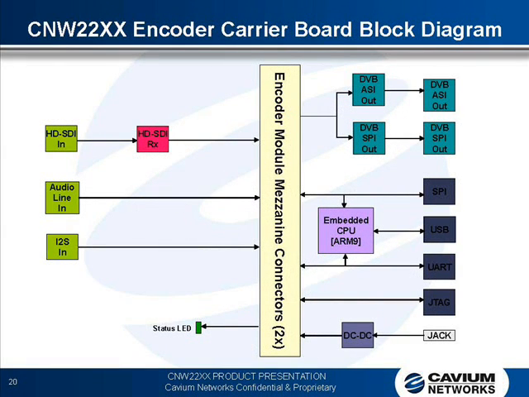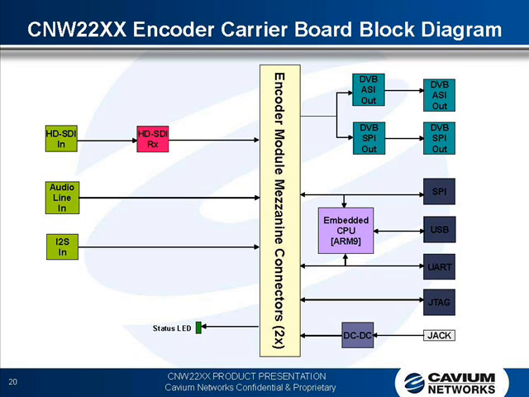Encoder carrier board block diagram. HDSDI video source comes in. Convert that to a 20-bit YUV 422, which goes in the encoder module. The audio line in, as well as the digital I2S audio in, goes directly to the connector to the module.